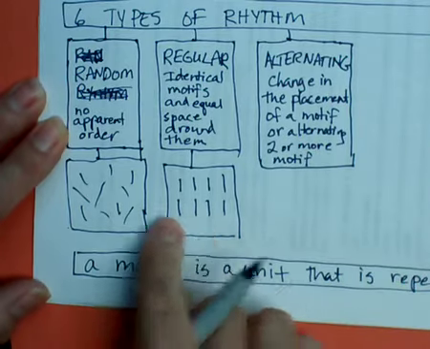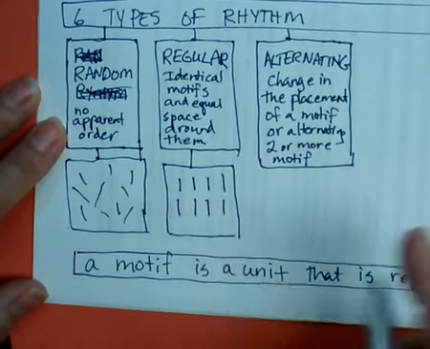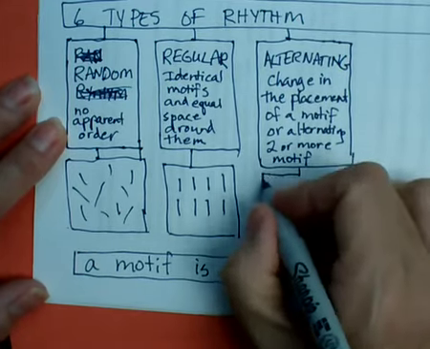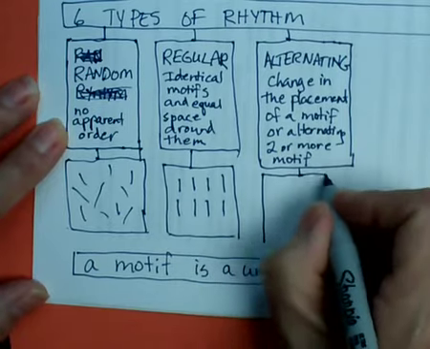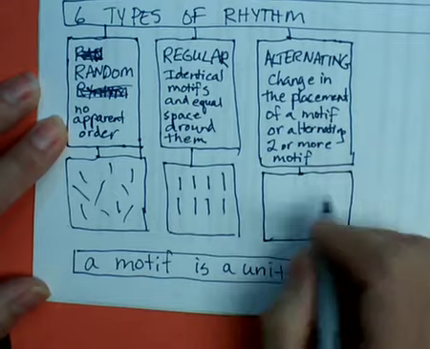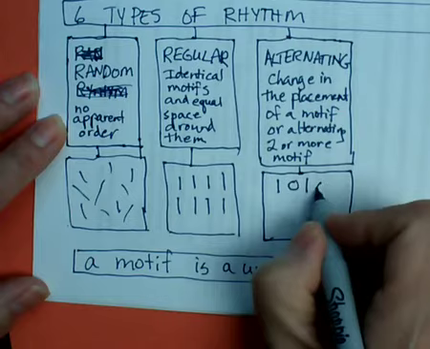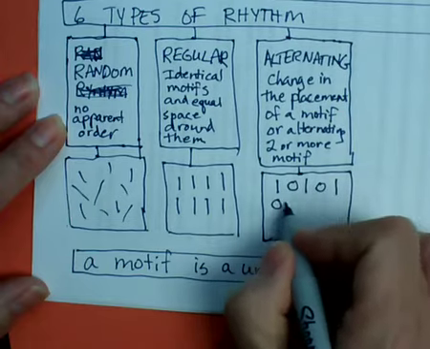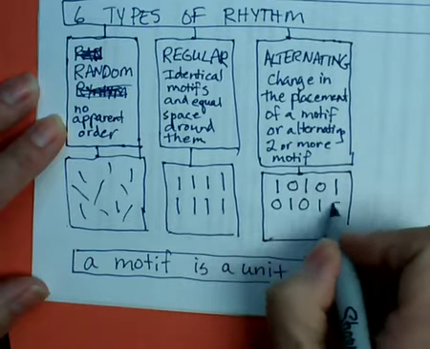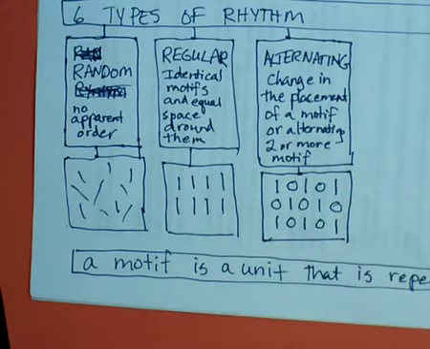Here, what are we using for motifs? Lines. Thank you. All right, now we're going to alternate two or more motifs. So I go line, circle, line, circle, line, circle, line, circle, line. Okay? That's alternating.